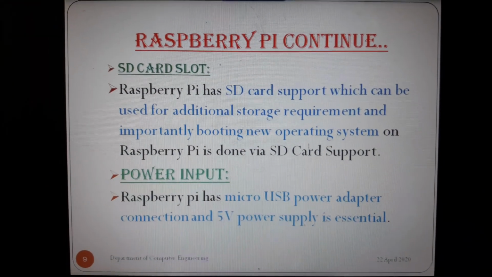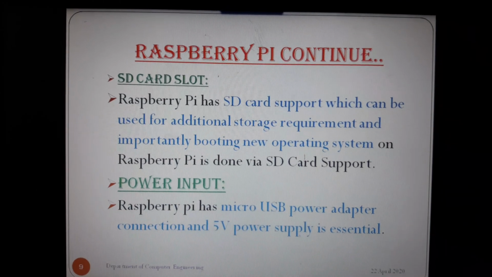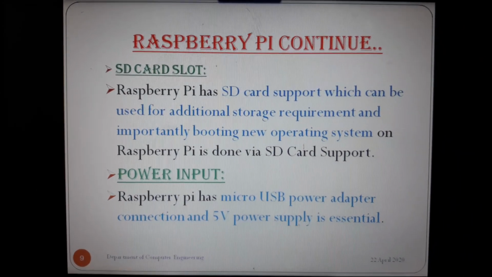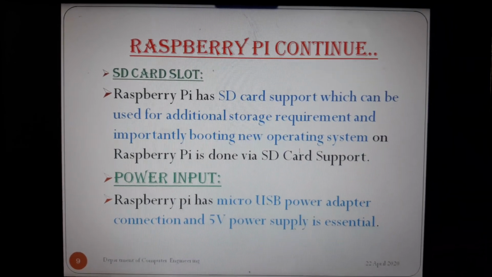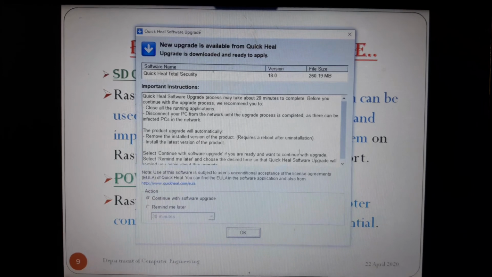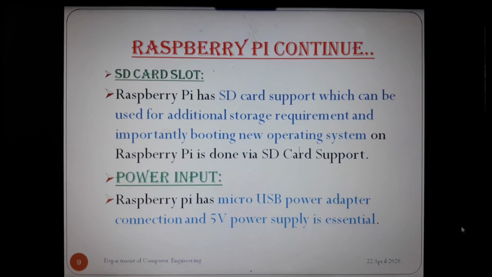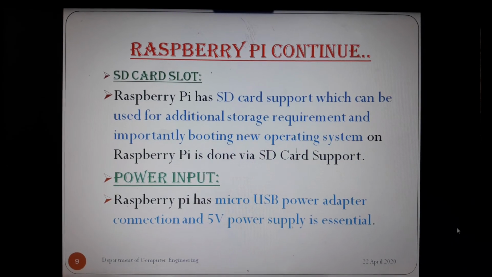The power input. Raspberry Pi has a micro USB power adapter connection, and the power supply is essential. This is a kit, and if you want it to run or function, it requires power, just like a mobile. So Raspberry Pi has a micro USB power adapter connection, and the power supply is essential.